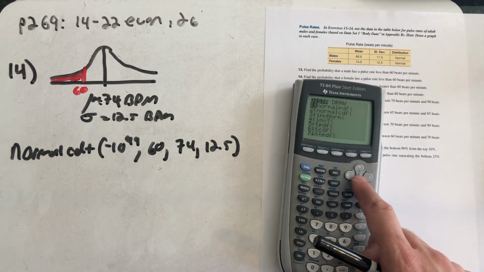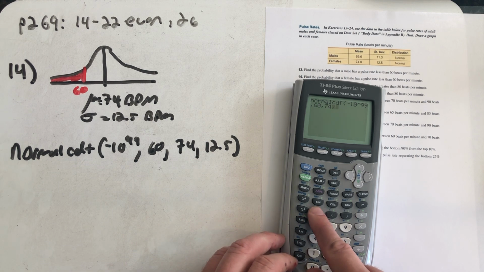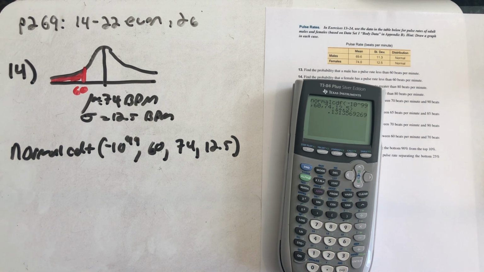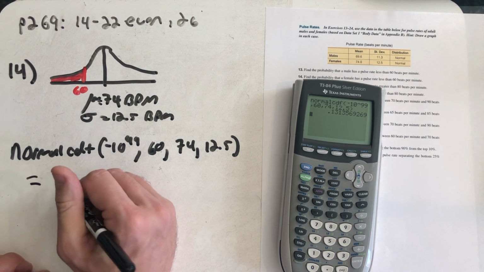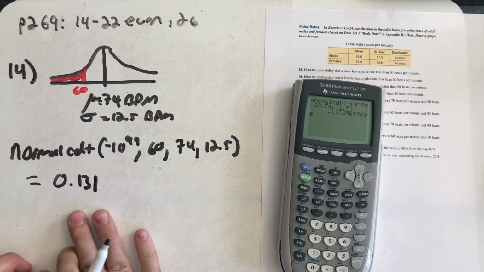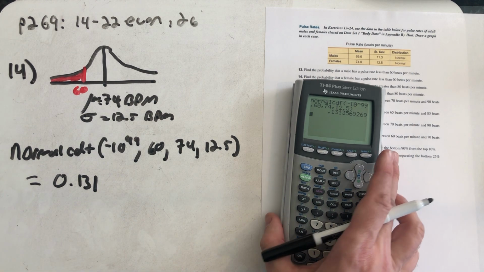Go into the distribution menu, find normal CDF, minus 10 raised to the 99th power, comma 60, comma 74, comma 12.5. All right. Round probabilities to 3 decimal places, 0.131. That's the probability of getting a female whose pulse rate is less than 60 beats per minute. So we'll move on to number 16.